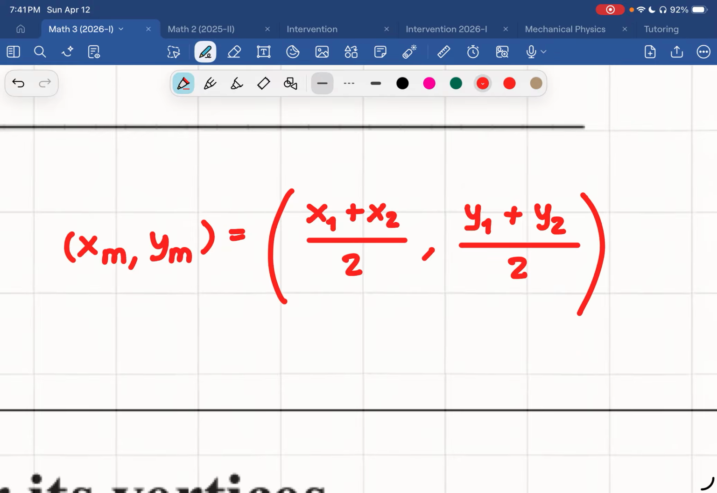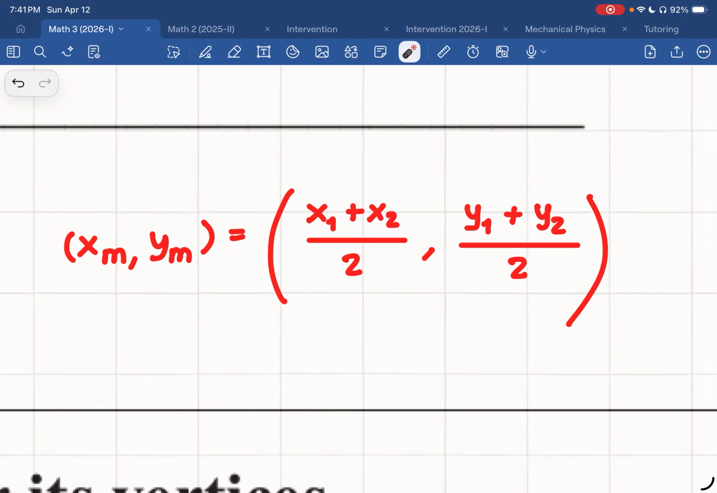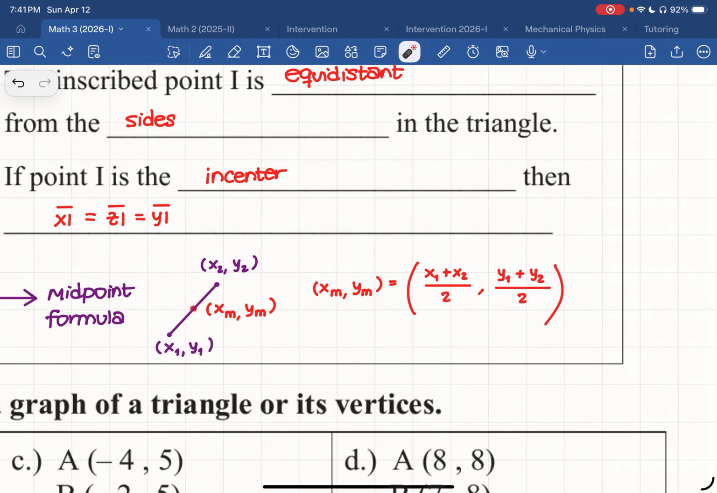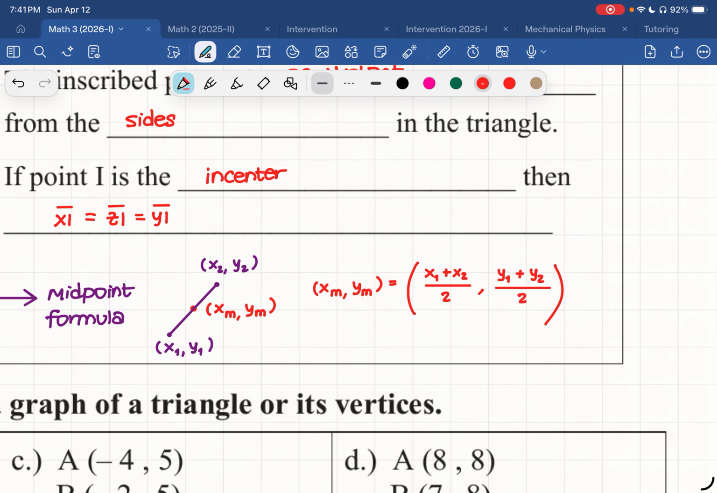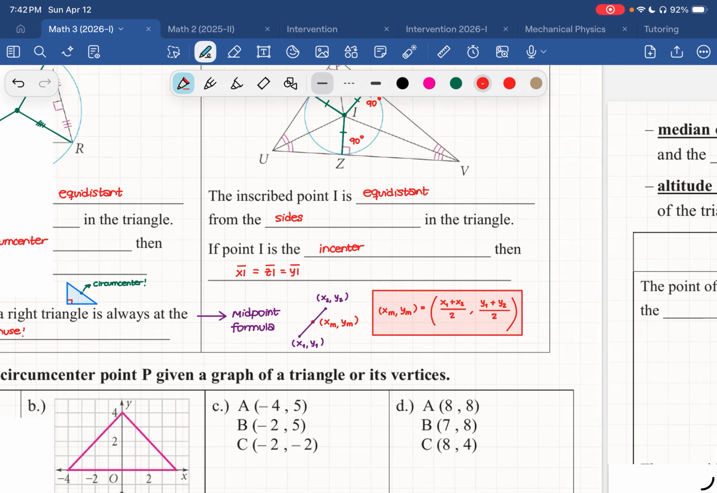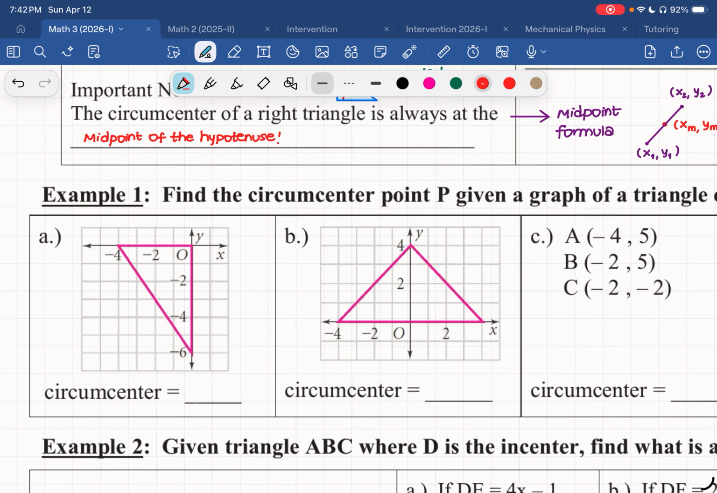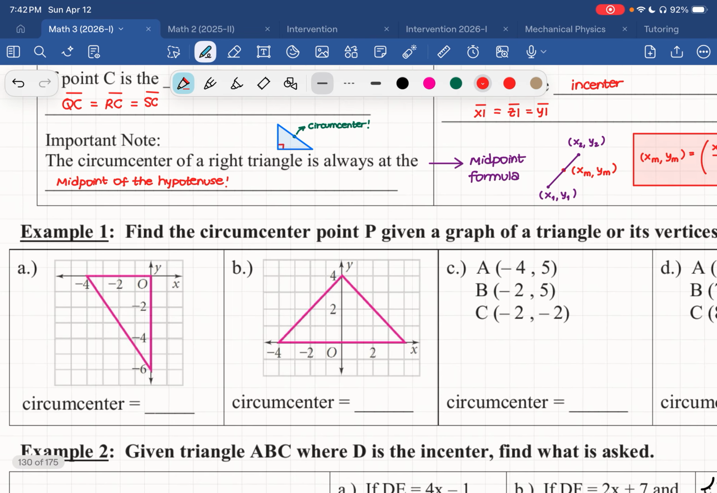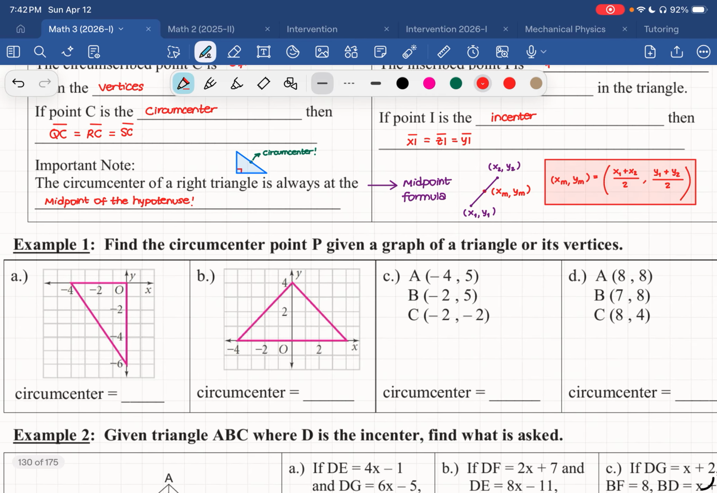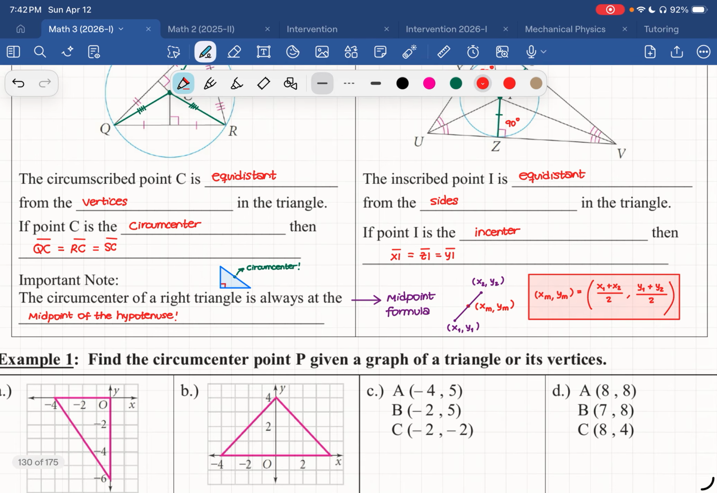So if you do that, you're going to be able to find the coordinates of the midpoint, which is this one. Okay? So I'm going to put this here so you know what formula we are going to use later. Okay? So let's go ahead and solve some exercises so you can understand this topic a little better. Okay?